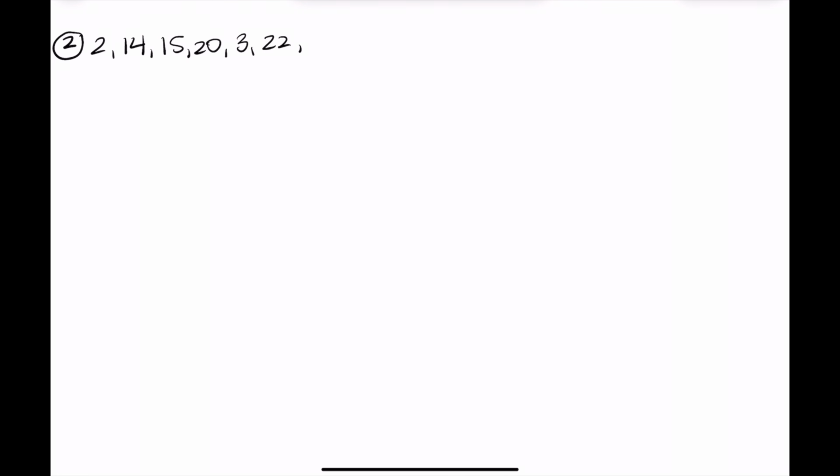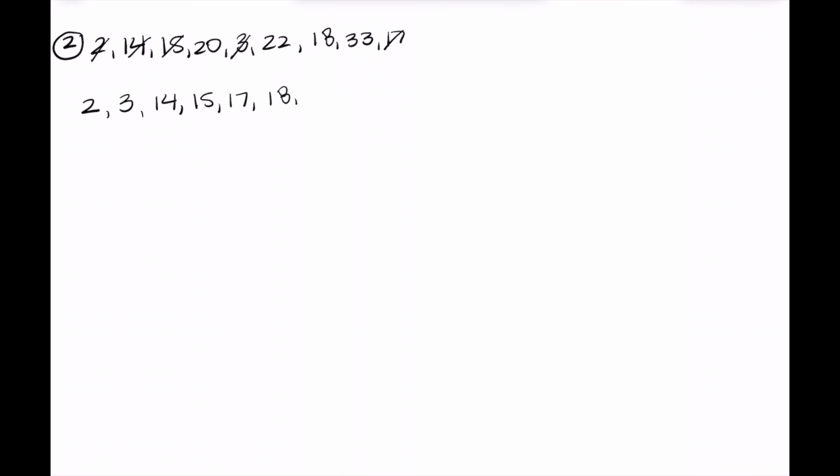the things we've learned. For our second data set, we have the numbers 2, 14, 15, 20, 3, 22, 18, 33, and 17. So again, first step here, we always want to reorder our data and put it from least to greatest. So when I go through and do that, we will start out with our least, which is 2. Then we have 3, 14, 15, 17, 18, 20, 22, and 33.